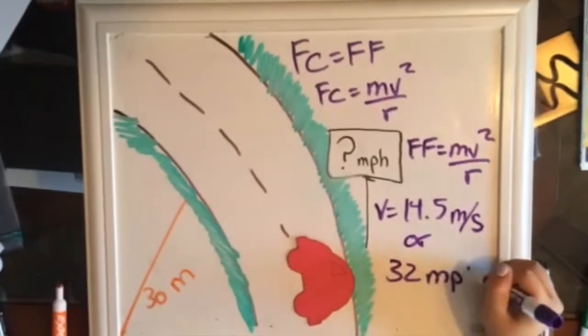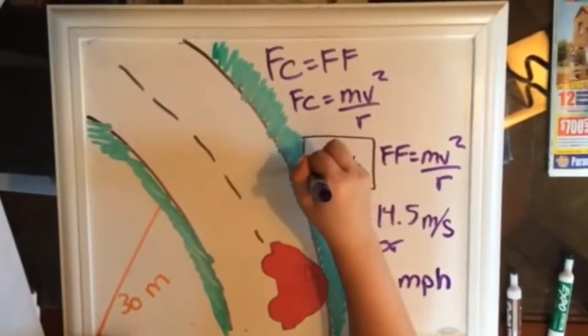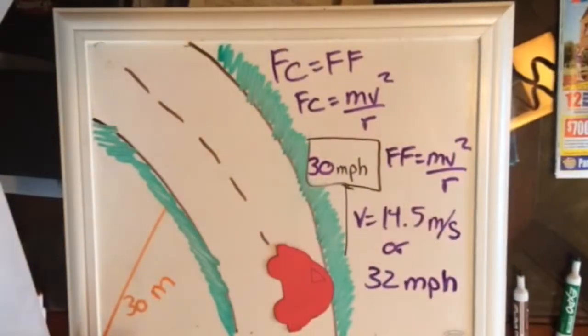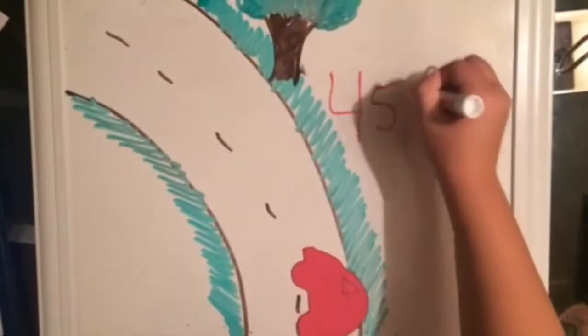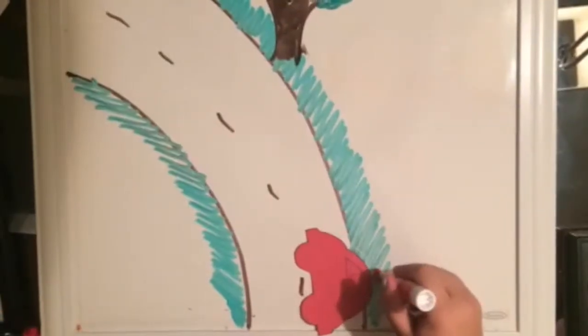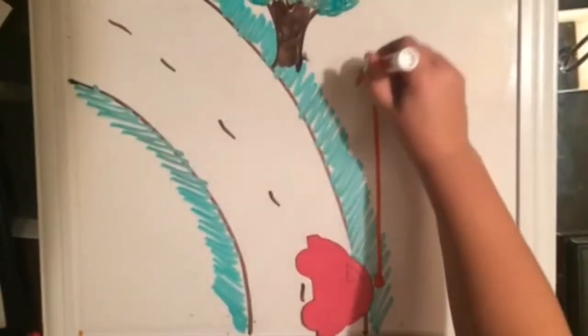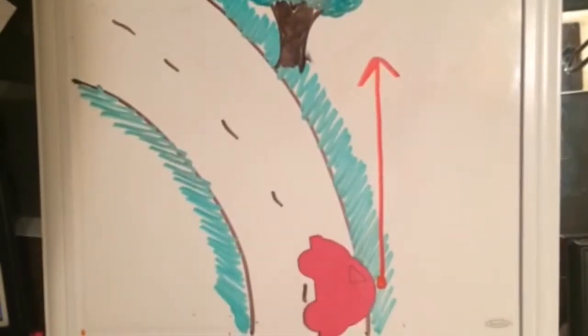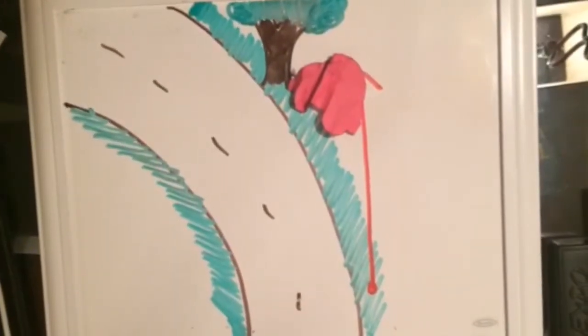Now we can plug in the numbers and we get a velocity of about 14.5 meters per second, or about 32 miles per hour. So for this car to travel safely around the curve, it must slow down from its original speed of 45 miles per hour to 32 miles per hour. If it did not slow down, the force of friction would not be strong enough to keep the car on the road, causing it to slide off on a tangent to the point where it lost its traction.